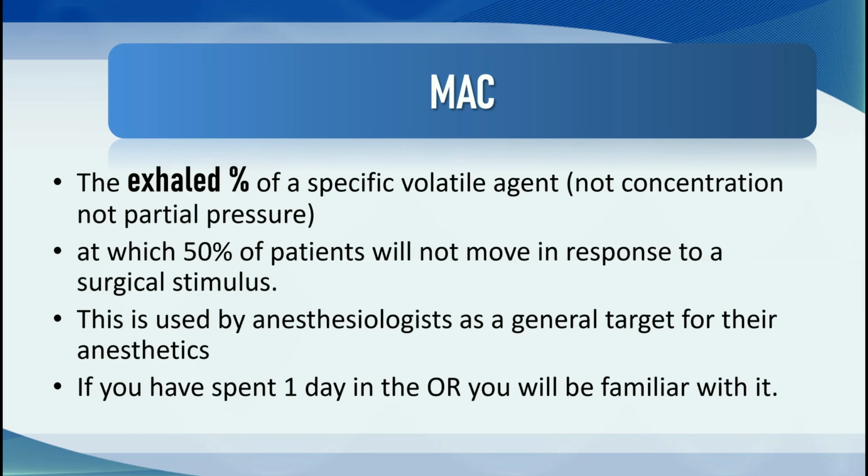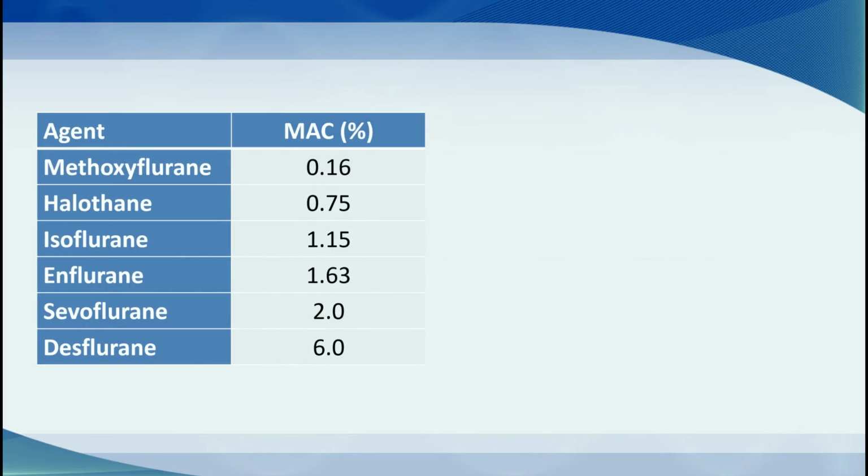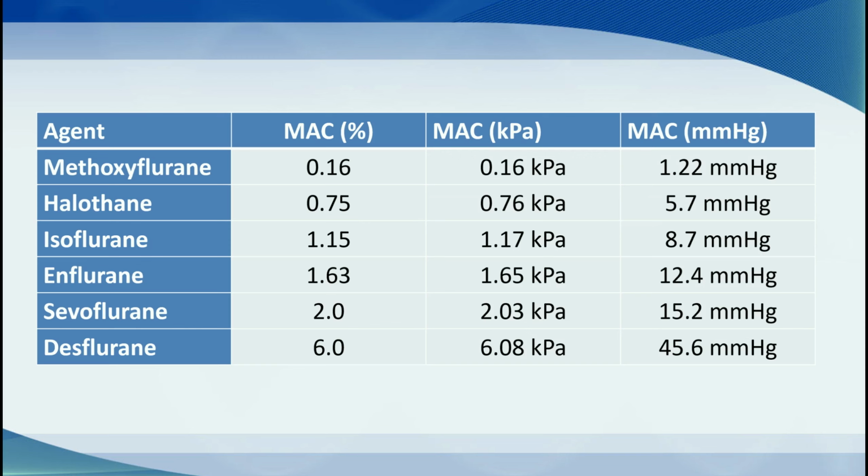If you have spent one day in the operating room, you will be familiar with this concept. The MAC is followed with a semi-religious fervor. All of you know, for example, that the MAC of sevoflurane in a 40-year-old male is 2%, isoflurane 1.15, desflurane 6%. Remember that volatile agents like oxygen are measured in percentage terms, which is great because it's universal. But be aware, gas is normally measured in partial pressures.